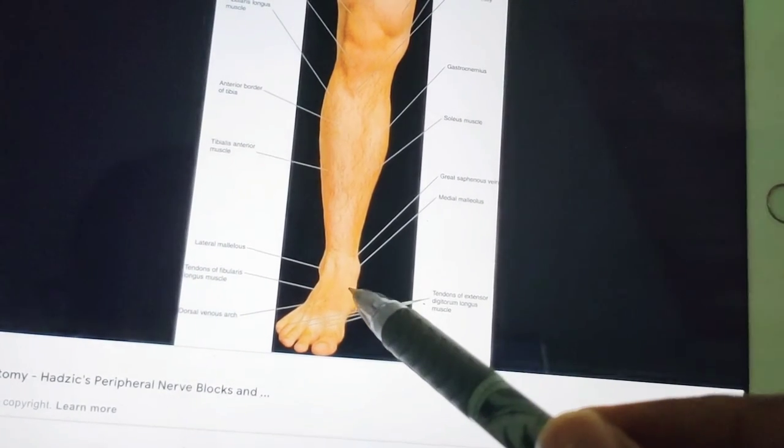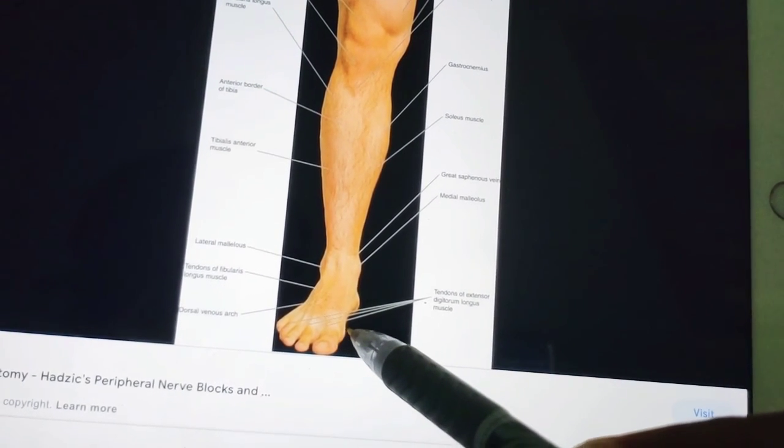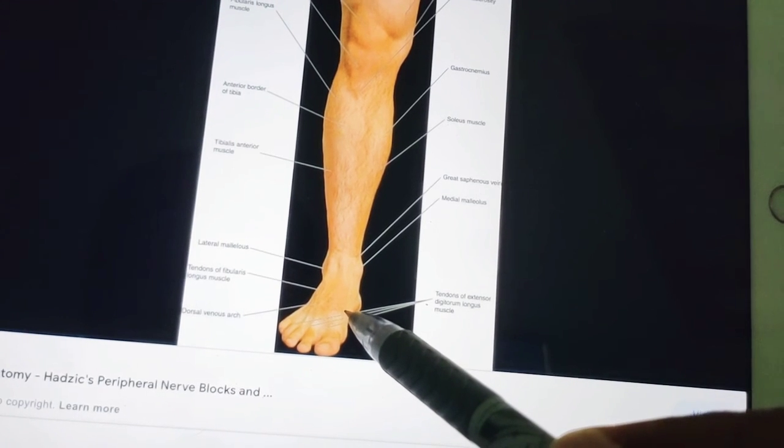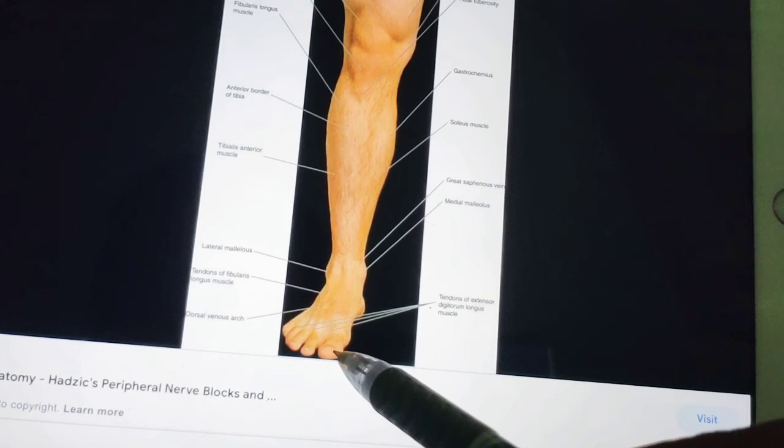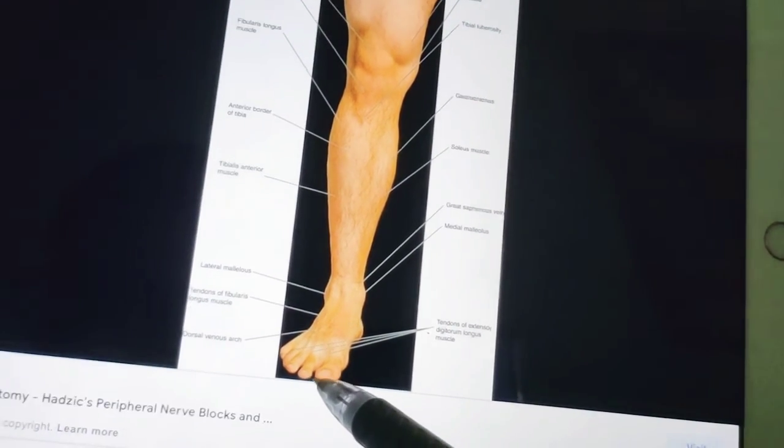Next, the tendon of extensor hallucis longus becomes prominent when the foot is dorsiflexed. So here will be the tendon of extensor hallucis longus, because extensor hallucis means it will go to the big toe. Okay.